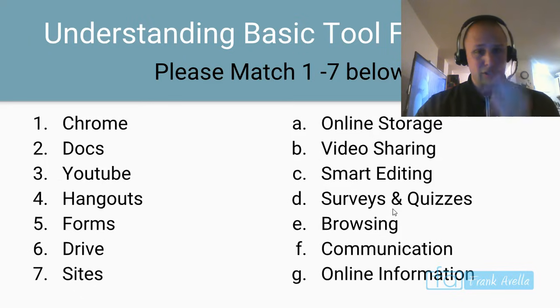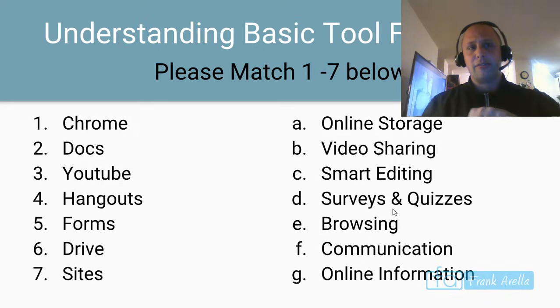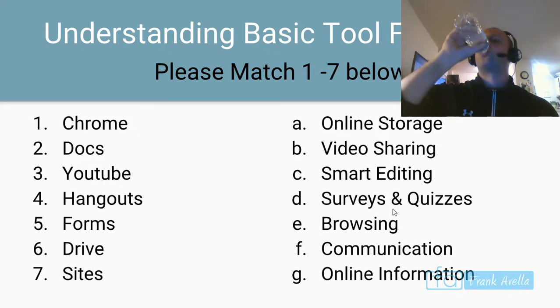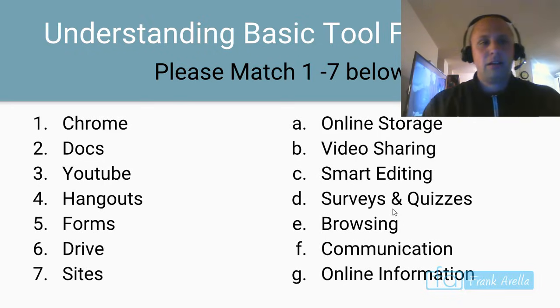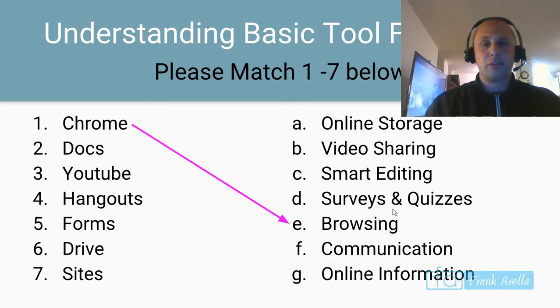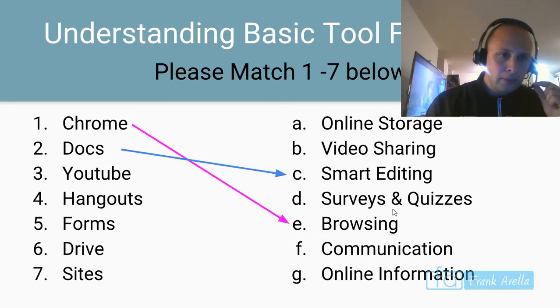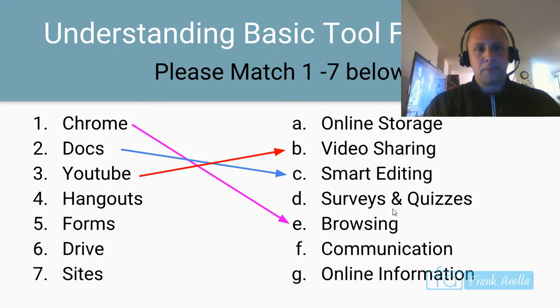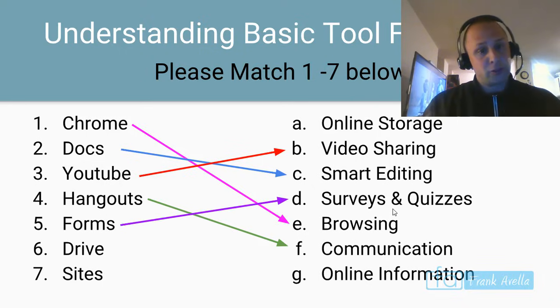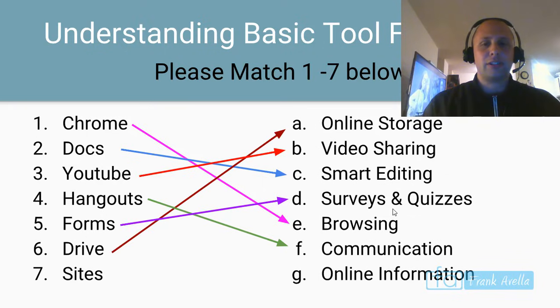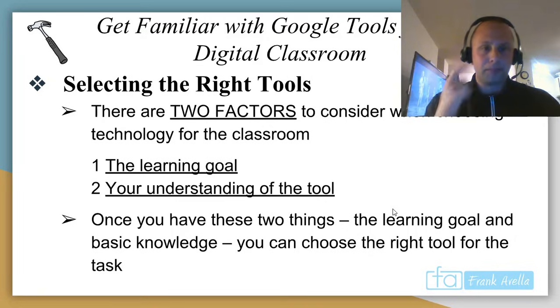I'll give you a second here just to consider this. Match 1 to 7. You get a drink of water. Okay. Chrome is used for web browsing. Docs for smart editing. YouTube, obviously, videos. Hangouts for communicating. Forms for surveys and quizzes. Google Drive is your online storage. And Sites, to publish information online.